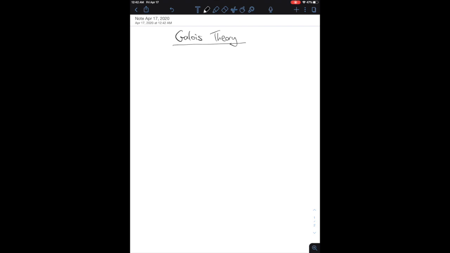In today's lecture, we're going to talk about Galois theory. So we need to start with the basic definitions. Let K over F be a field extension. Then we start with the key definition from Galois theory.